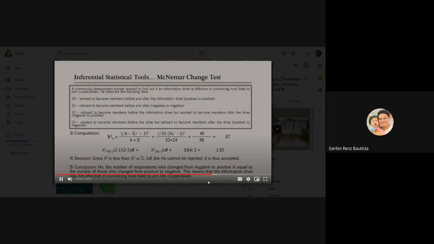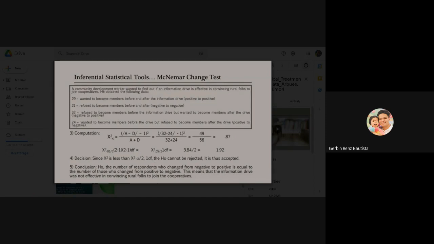One, square that, and divide that by 32 plus 24 to get a computed chi-square of 0.87. Now, compare that with the critical value at 1 degree of freedom, basing it on the chi-square table, and we get 3.84.